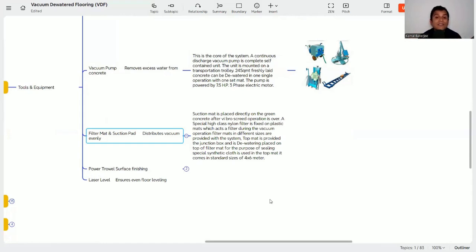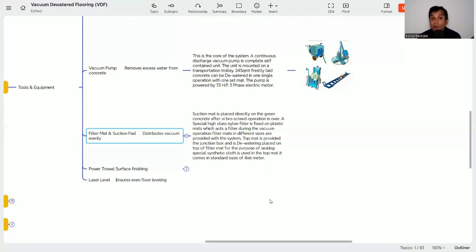Filter mats in different sizes are provided with the systems. Now why is a filter mat required? Because whenever we are vacuuming the water from the concrete, it is possible that the fine aggregate or the sand can come out from the mix. If it is coming out, then this mix will not be homogeneous and the purpose will not be served.